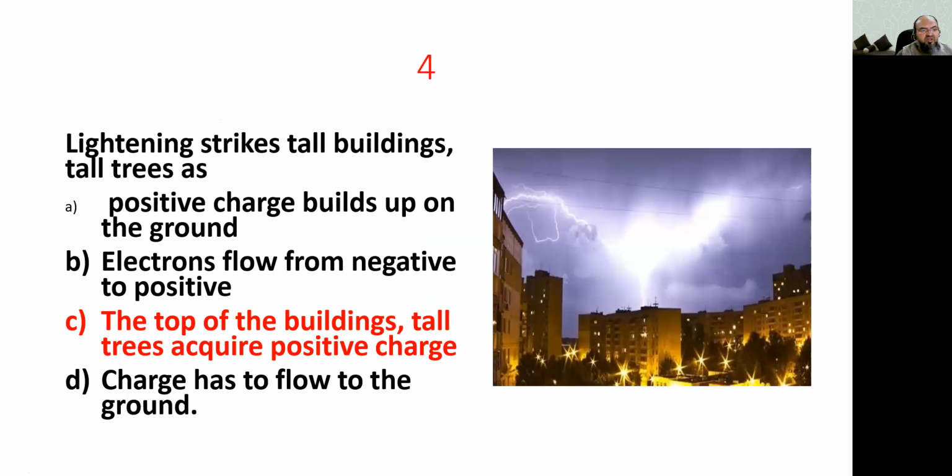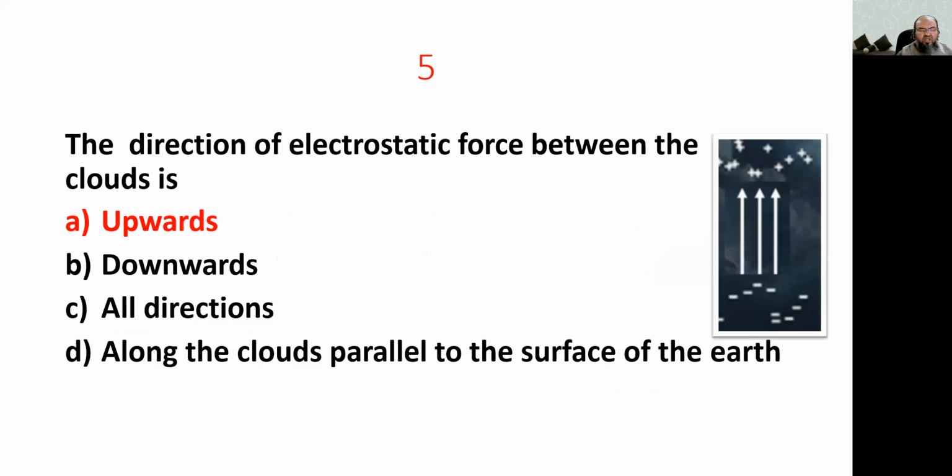Then question number 4 is related to the striking of lightning. Lightning strikes tall buildings, tall trees. Why? Positive charge built up from the ground. Electrons flow from negative to positive. The top of the buildings and tall trees acquire positive charge. Or number 4, the charge has to flow to the ground. So obviously we have come across during discussion that the top of the buildings and tall trees acquire positive charge. This is the reason for the lightning to strike the tall building.